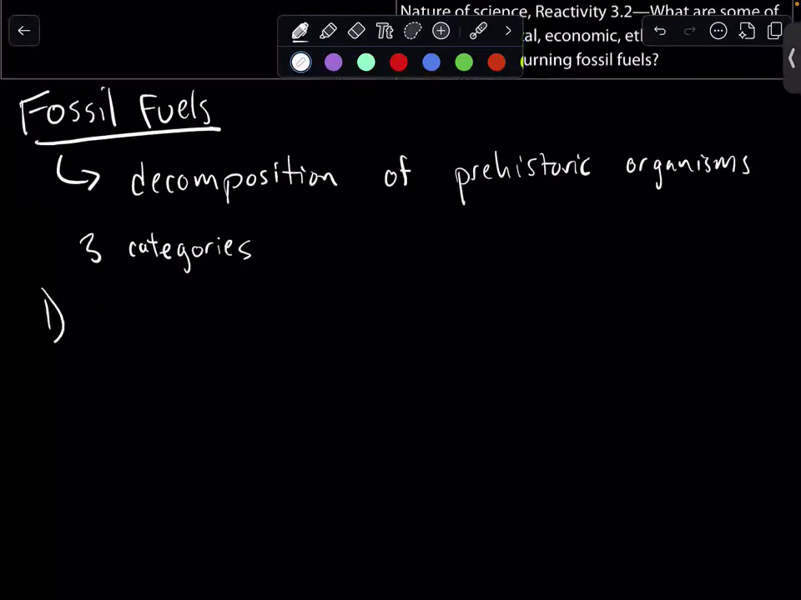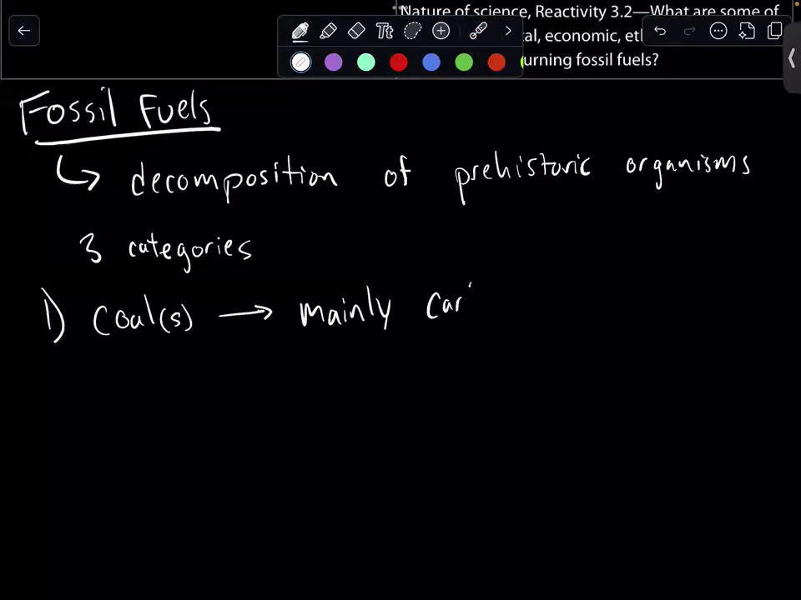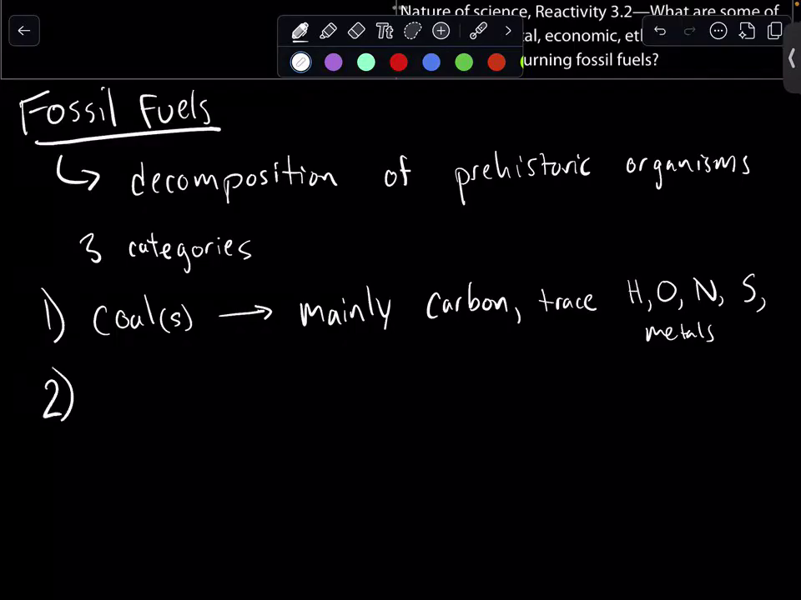So we have one which is coal. Coal is pretty much always in the solid state. With coal, it's mainly carbon, like solid chunks of carbon, but we do have trace amounts of hydrogen, oxygen, nitrogen, sulfur, and metals. But for the most part, when we talk about burning coal, we're talking about just combusting carbon on its own.